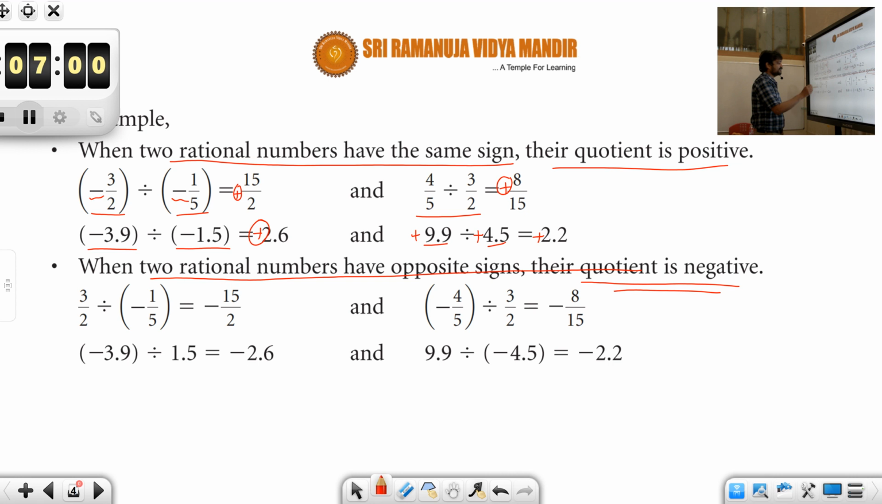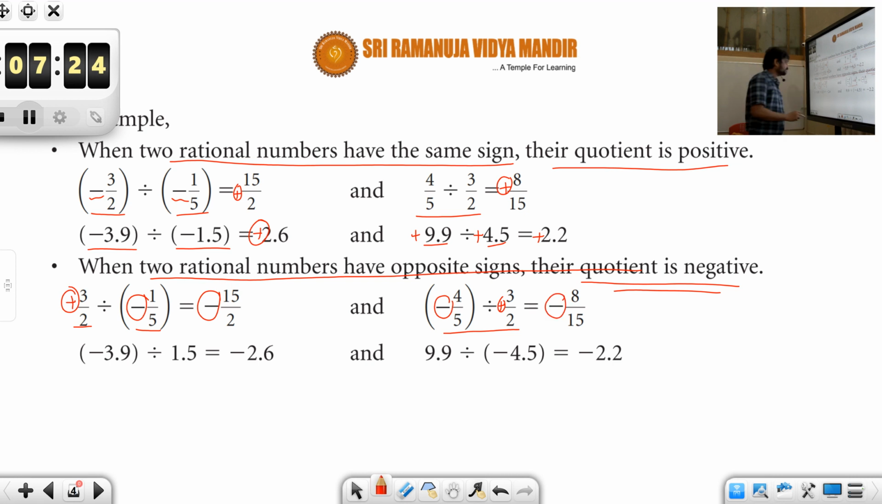So 3 by 2 divided by minus 1 by 5. 3 by 2 is a positive value, minus 1 by 5 is a negative value. So the sign would turn out to be negative. Minus 4 by 5 divided upon 3 by 2. Students, again, here you are trying to divide a negative number with a positive number. So the sign would be negative.